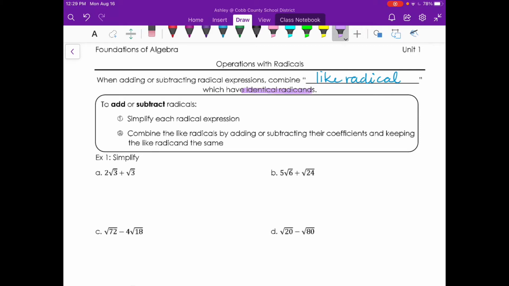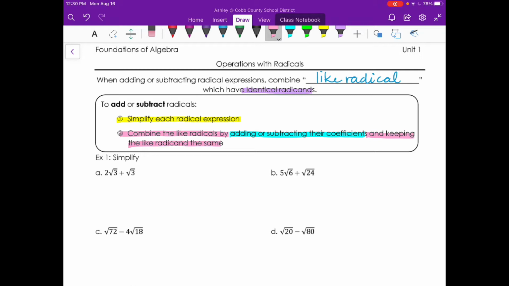So in order to do this, we will start by simplifying each radical expression individually, and then we will combine the like radicals by adding or subtracting their coefficients, keeping the like radicand the same.